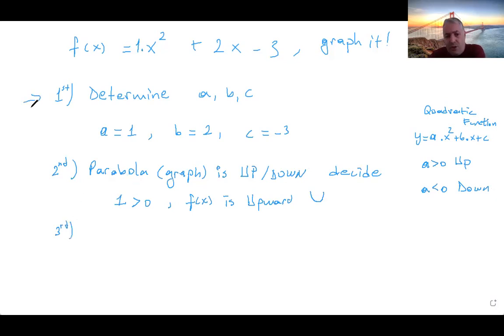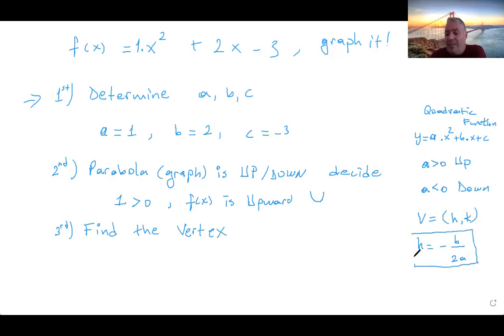Order not important. Of course, first you should start this. Instead of second, you can do now third. Instead of third, you can do second. Now, determine, or let's say find the vertex. It's important. So what is the vertex? Vertex is h comma k, and h is negative b over 2a. Memorize this.